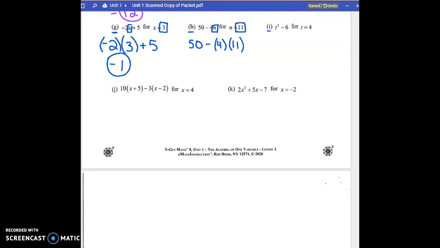We have to make sure that we still have an operation in here between. If we put parentheses all the way around this, it's going to look like 50 times negative 4 times 11, which is not what we have. Okay, so then we're going to type this in on our calculator. I'm going to make sure that it's coming out the way I think it's going to. That gives me 6.